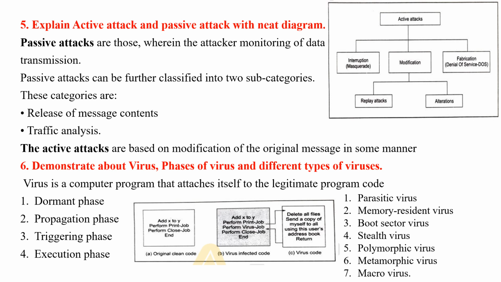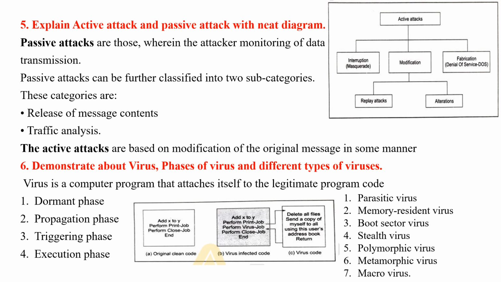Moving on to the next question, demonstrate about virus, phases of virus, different types of virus. So virus is nothing but, as already discussed, it is just a program code that is being attached with the normal code. So here you can see this is the original code where your virus infected code is also attached, performing the virus job. So now it keeps copying all the data and keeps deleting the data. So this is virus, and there are 4 phases: dormant, propagation, triggering and execution phase.